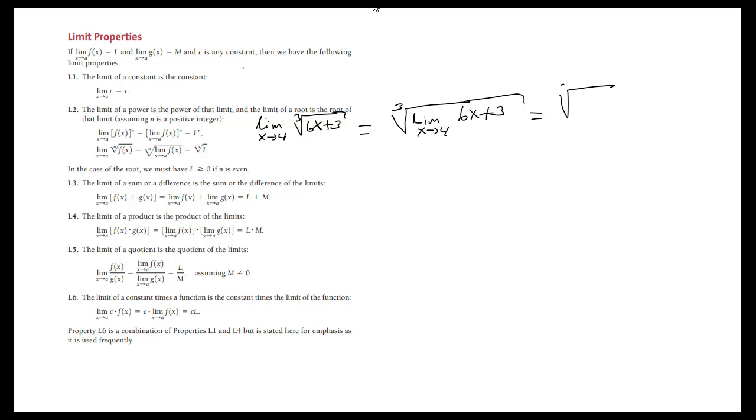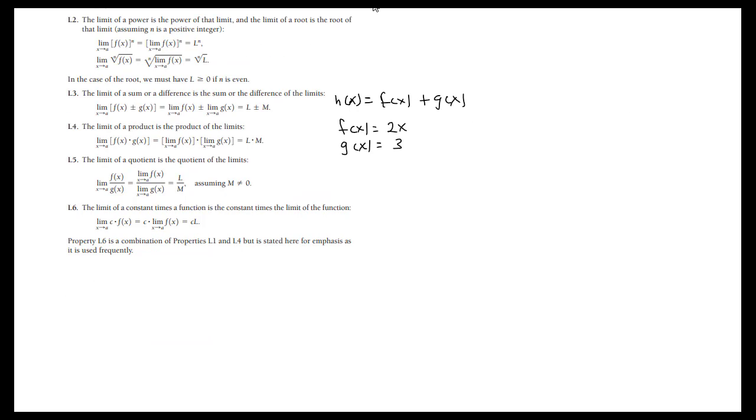We continue with the cubic root, and I have 6 times 4 plus 3. And this is equal to the cubic root of 6 times 4, which is 24, plus 3 is 27. And the cubic root of 27 is 3. Let's continue with the next property.